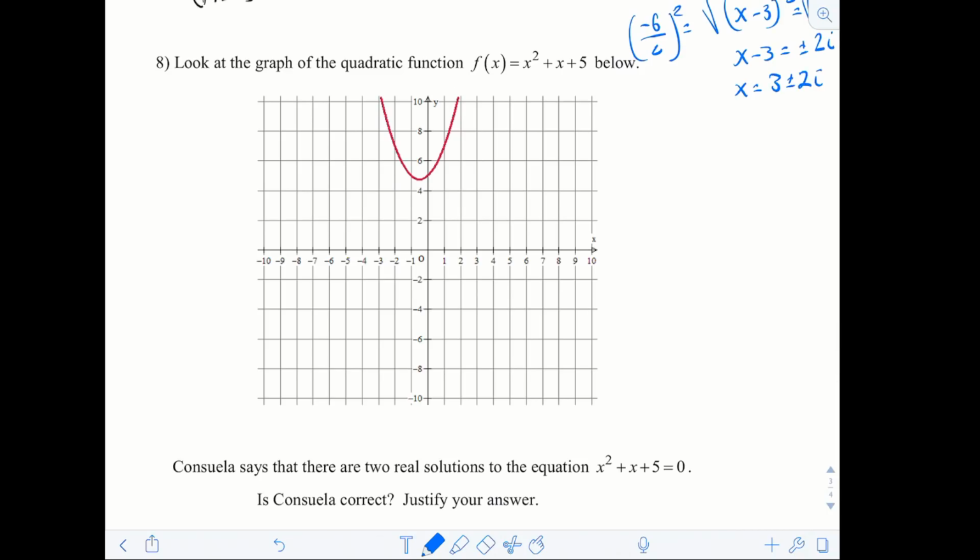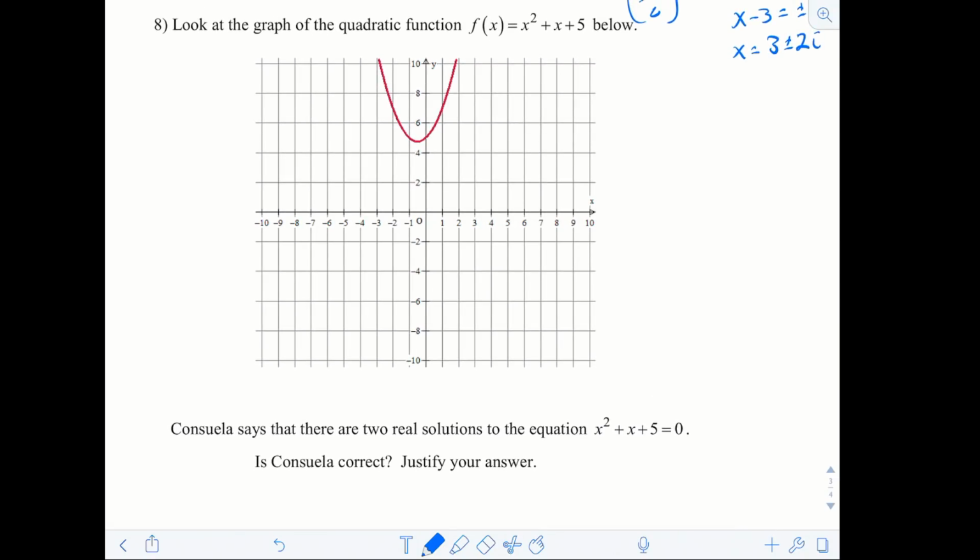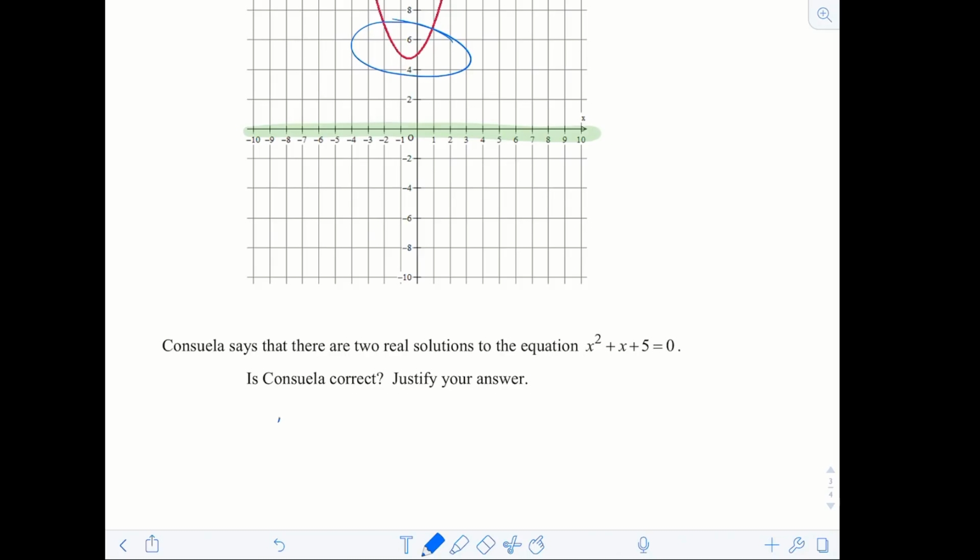Okay, look at the graph of the quadratic function, x squared plus x plus 5, below. They say that there are two real solutions to the equation x squared plus x plus 5 is equal to 0. Is the person correct? Justify your answer. If we take a look at the graph, does it ever hit the x-axis? In this case, it doesn't. So are there two real solutions?